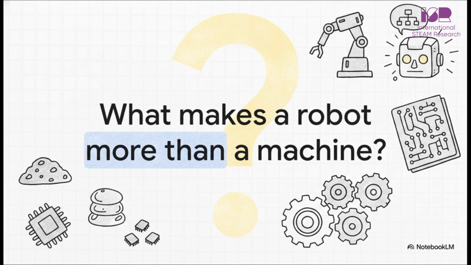Here's our roadmap for the explainer. First, we'll look at the anatomy of a system, then break down the 5 core components. After that, we'll cover the 3 fundamental building blocks and finally wrap up with identifying robot types.